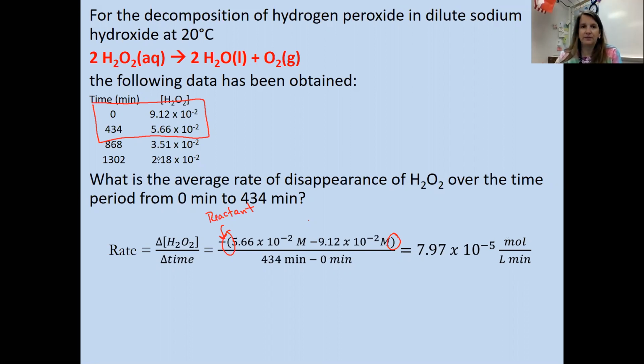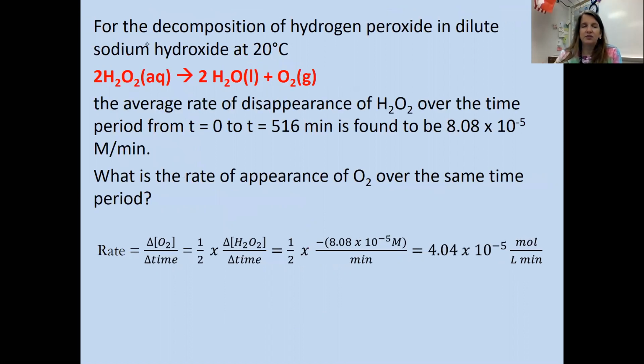Clear this. Okay. So then here it says, for the decomposition of hydrogen peroxide, so same reaction, the average rate of disappearance of the hydrogen peroxide over time is 8.08 times 10 to the negative fifth. And then it's asking us for the rate of appearance. So again, this 8.08 represents the change in concentration of the H2O2. But we're trying to find the rate of appearance of the oxygen gas.